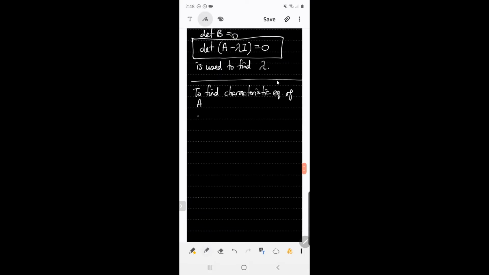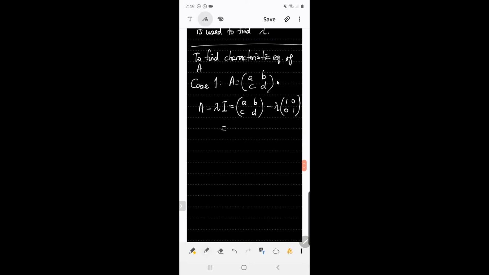So case 1, I would consider A equals to A, B, C, D, which is a 2 by 2 matrix. Okay, so the first thing you have to consider is I need to have the matrix A minus lambda I. So when you have A minus lambda I, it means A, B, C, D minus lambda times I, which is 1, 0, 0, 1, the identity. So therefore, you will see that this is A minus lambda, this is C, then this is D minus lambda, this is B.